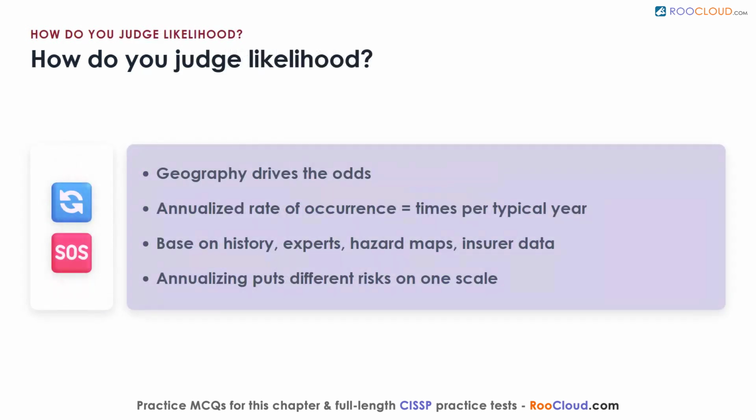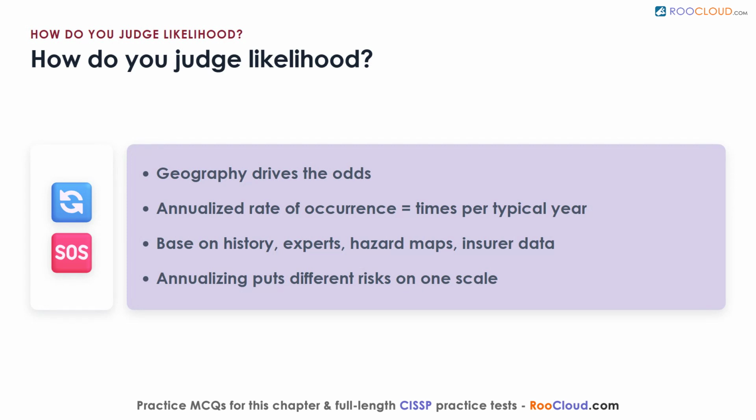How do you judge how likely each threat is? Some threats are far more plausible than others, and geography drives much of that. An earthquake is a real concern in Southern California, but far less so on the Gulf Coast, where a tropical storm flips the odds. To capture this, you assign each threat an annualized rate of occurrence, the number of times you expect it to happen in a typical year.